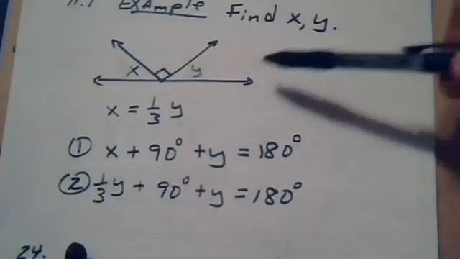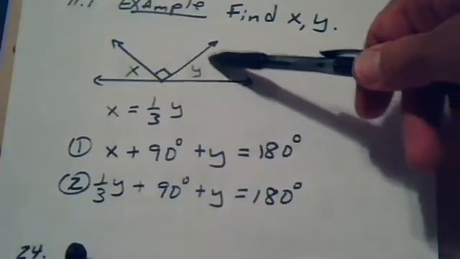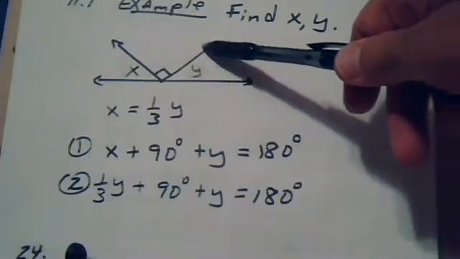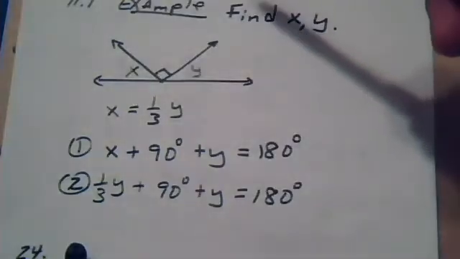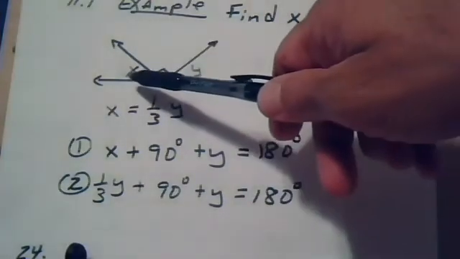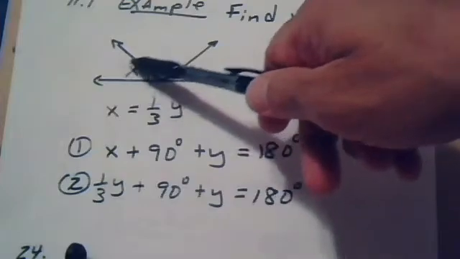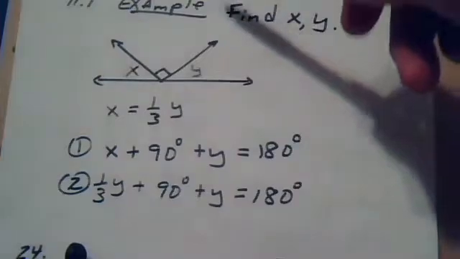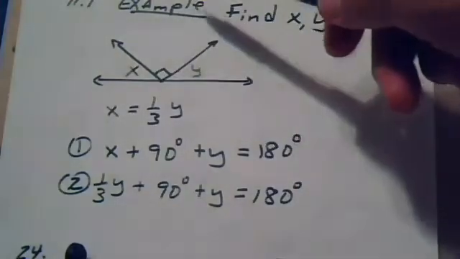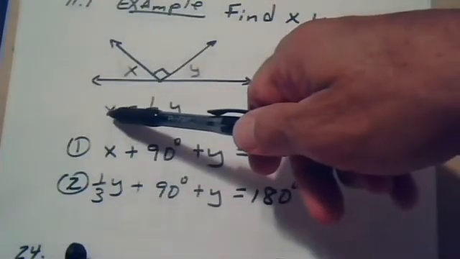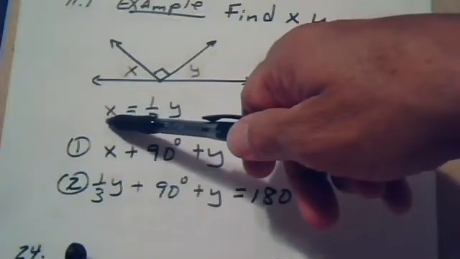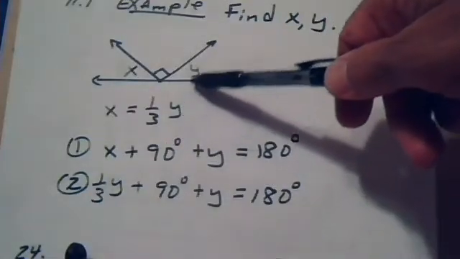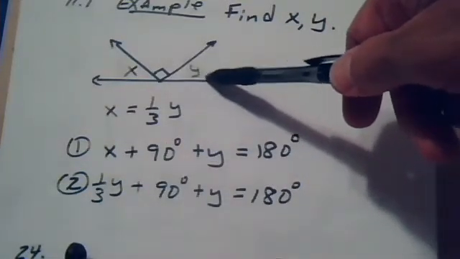Here's an example. They want us to find the value of x and y. So you look at the drawing and you start picking things up. For example, if you were to go from this side of the line to the other side of the line, that would be 180 degrees. So the value of this angle plus 90 plus the value of this angle, you put them together, would be 180. This little square means 90 degrees. They also tell us that angle x is 1/3 the measurement of the degrees for this angle, which is y.